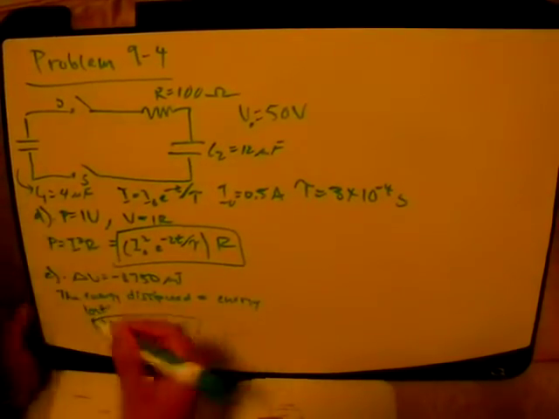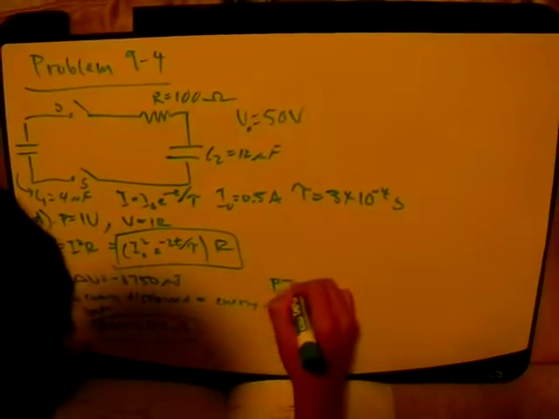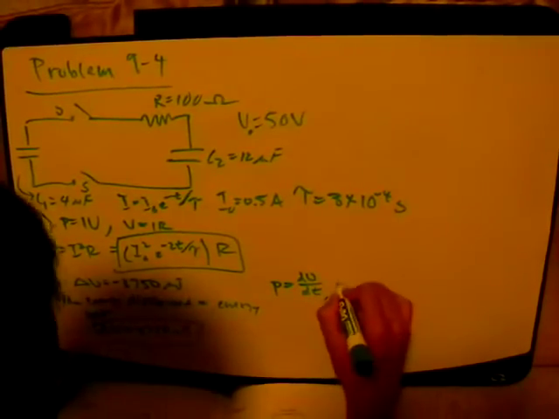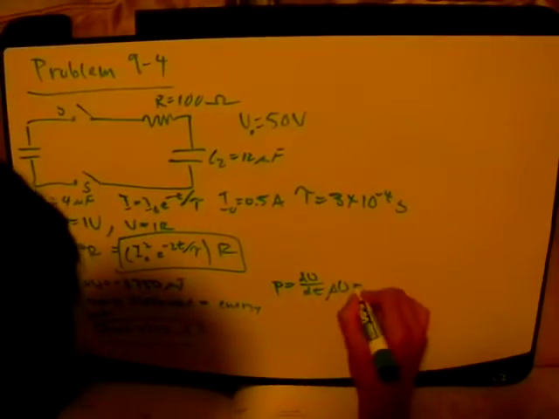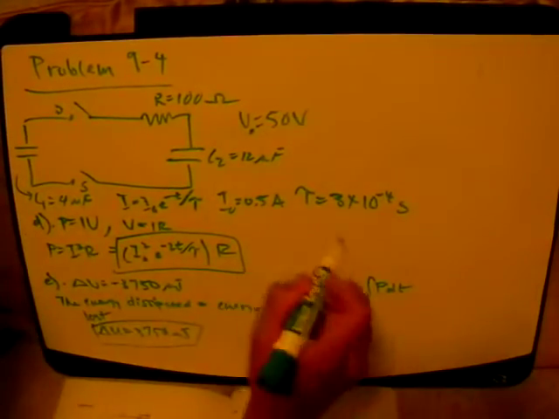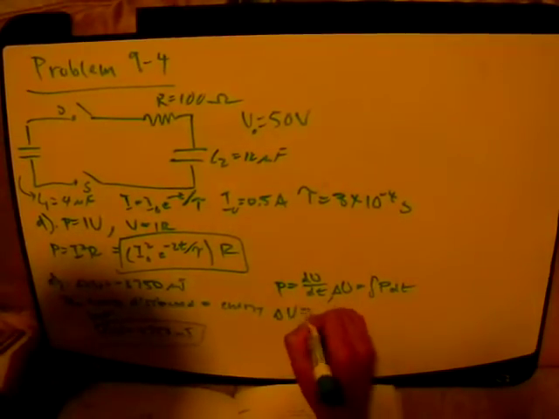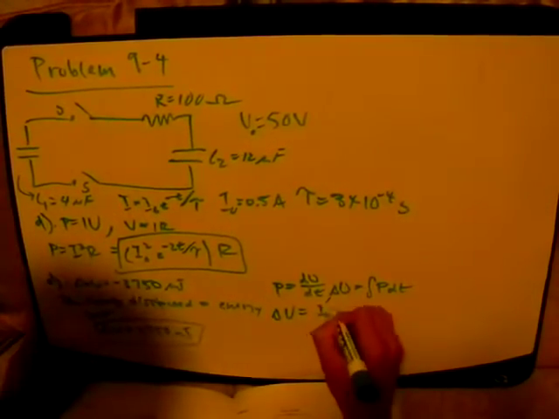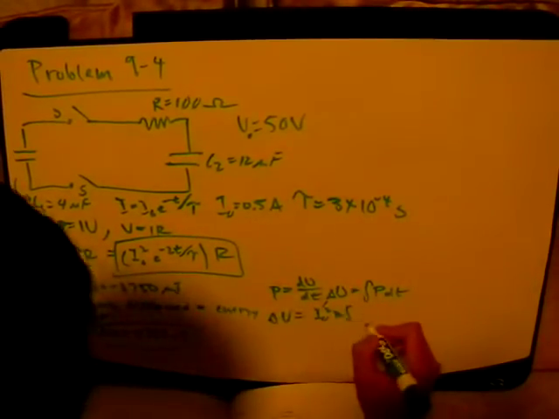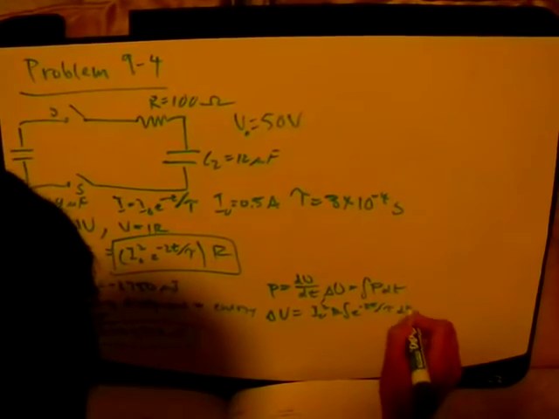But, using mathematics, we've got to use power. So we know that power is the derivative of energy with respect to time. That means the change in energy is equal to the integral of power with respect to time. P we use from the previous equation. So the change in U is equal to the integral of I naught squared R e to the negative 2t over tau with respect to time.